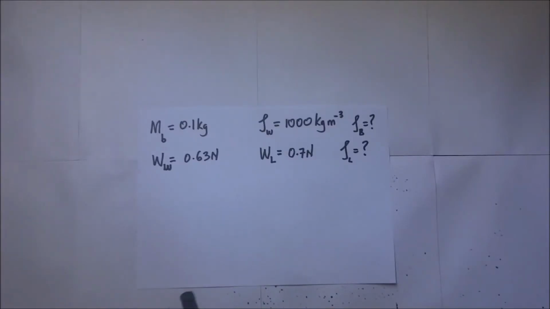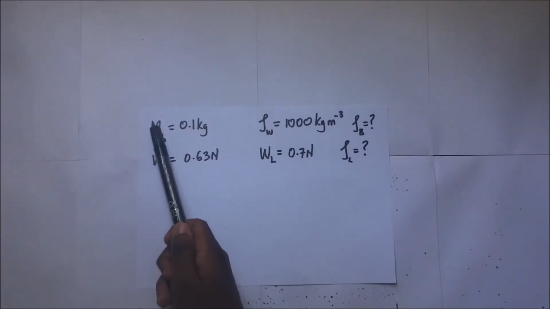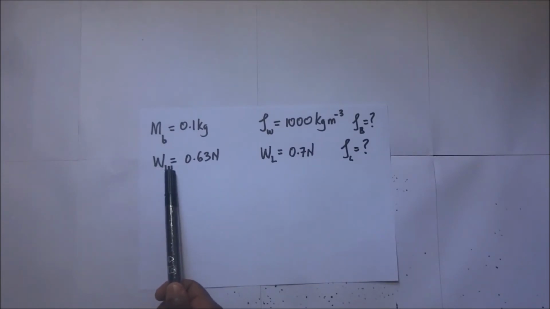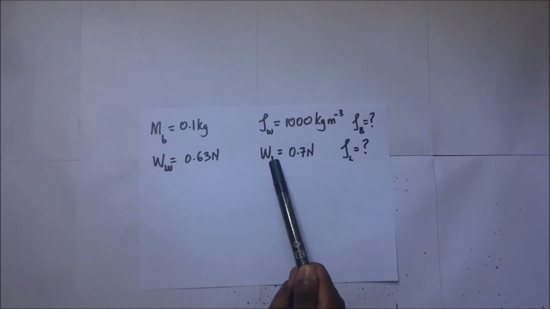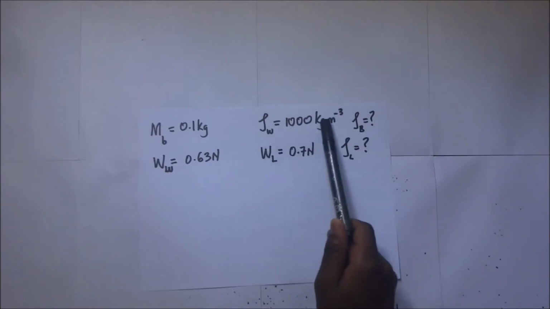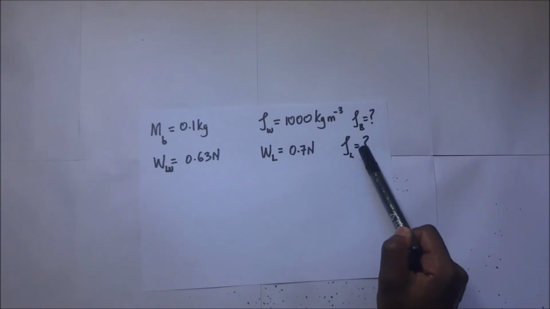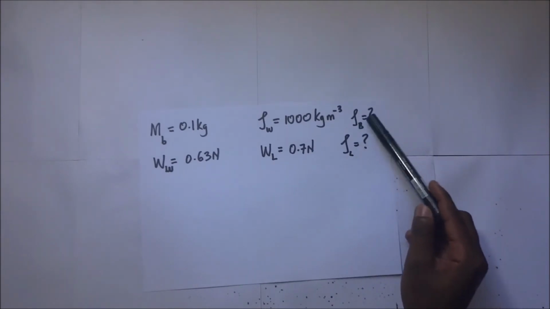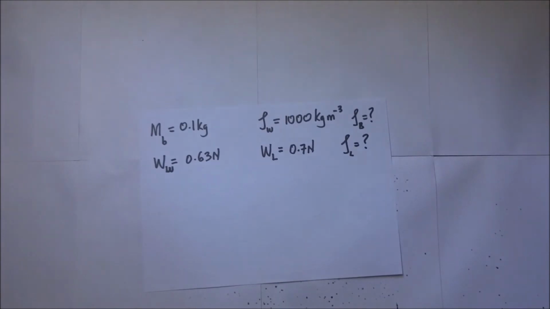From what the question has given us, we have the mass of the block. We have the weight when that block is immersed in water. We have the weight of that block when it's immersed in the liquid. We have the density of water, but we do not know the density of the liquid, and we also do not know the density of the block. We need to find these two out. So what we do here is simple.